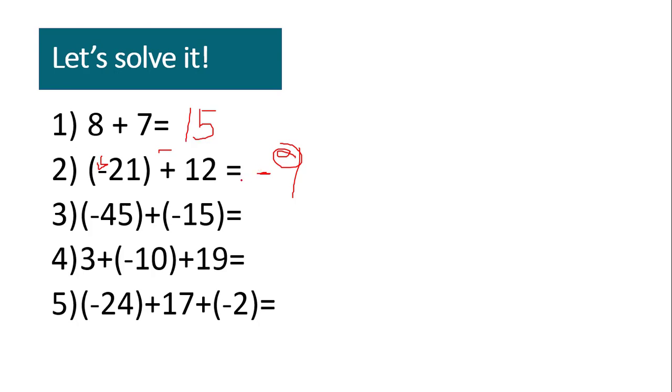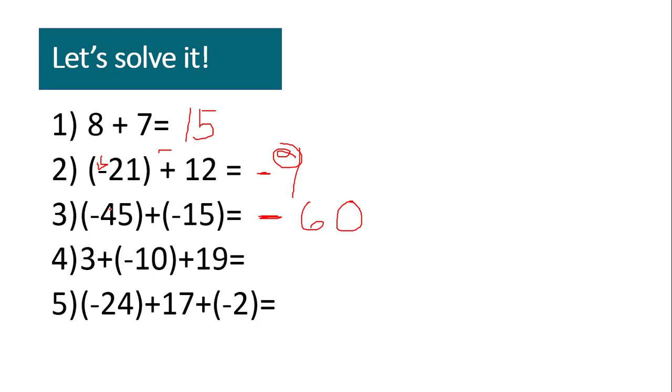Let's proceed sa number 3. We have negative 45 plus negative 15. Since same sign lang din naman sila, kukunin natin yung sign nila. Ang sign nila is negative. Tapos, i-add lang natin sila. We have 45 plus 15. We have 45 plus 5 is 50 plus 10, 60. So, ang answer natin is negative 60. Again, pag same sign, i-add natin yung absolute value nila and then i-copy natin yung sign nila.